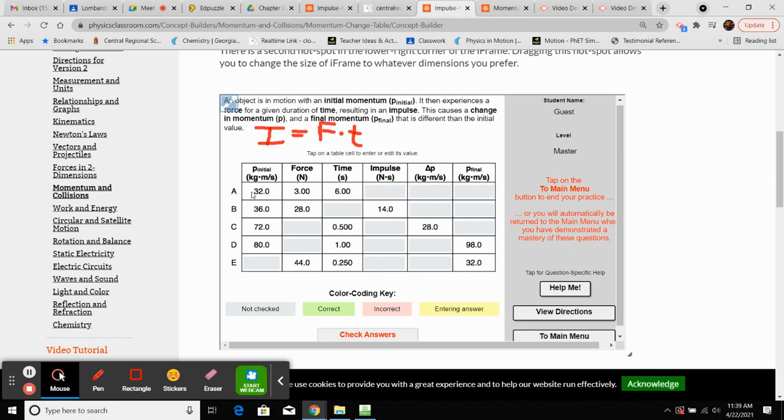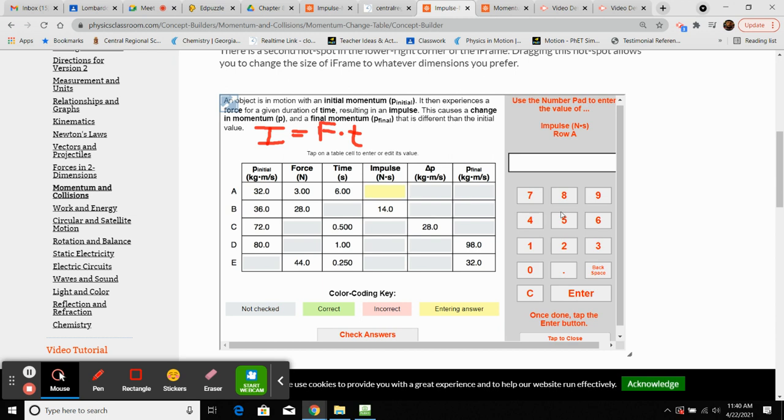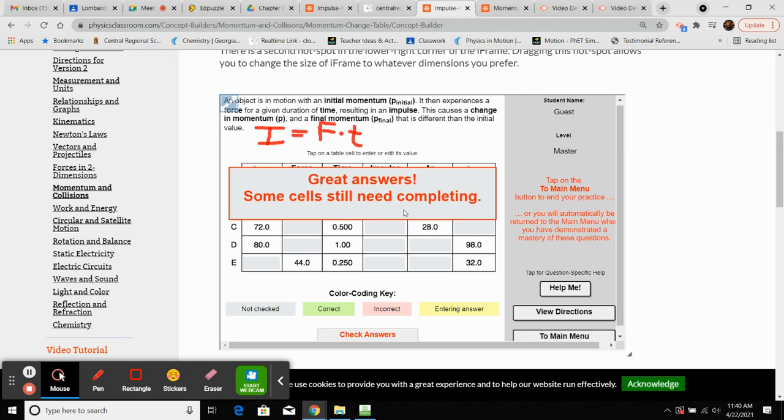So in this case, what can I do? If I have force and time, what can I get? I can get impulse. What's 3 times 6? 18. If my impulse is 18, what's my change in momentum? 18. Okay, well, wait a tick. I can't say this one's 18 because why? I have an initial momentum this time. So this one was 32. So what's 32 plus 18? Yup. Let's just check.